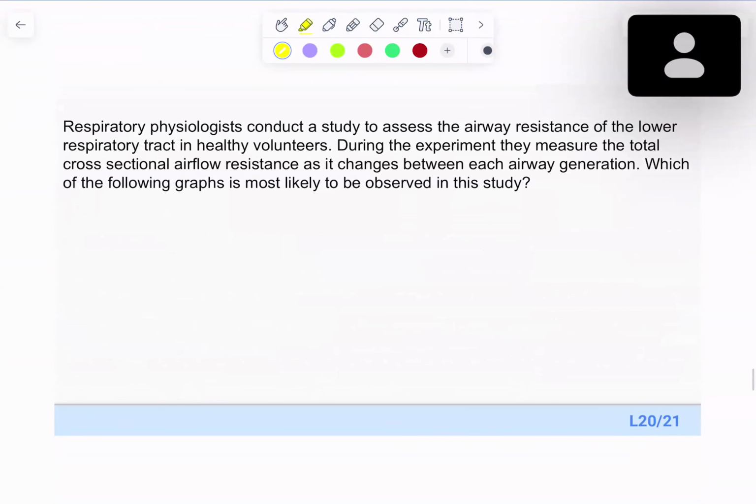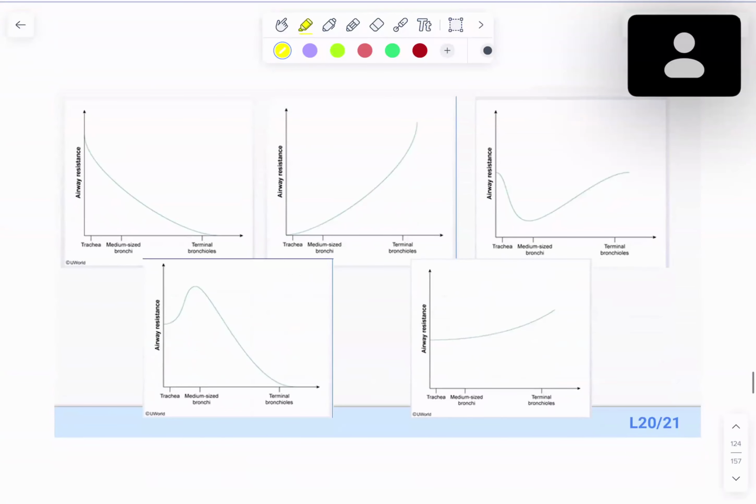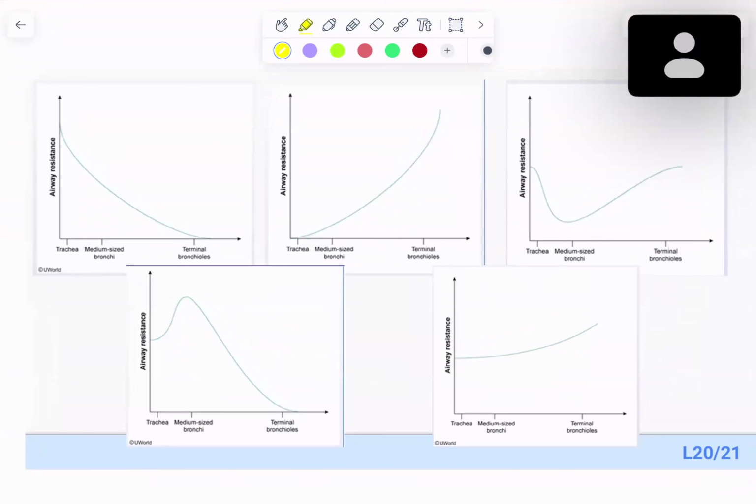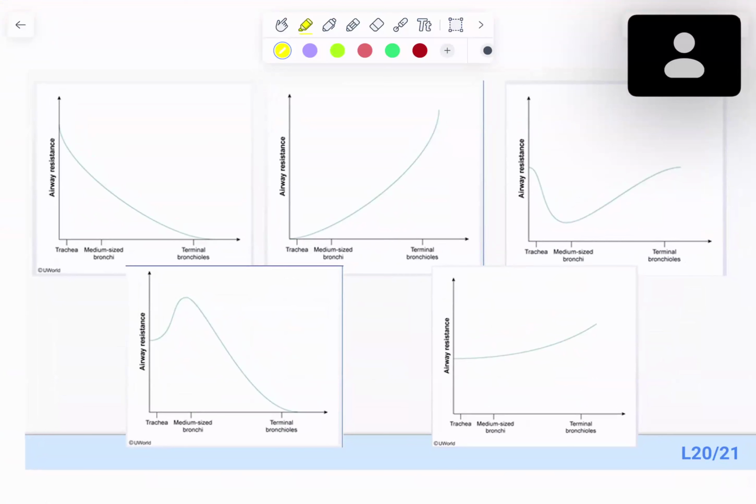Next question. Here, you have respiratory physiologists conducting a study to assess airway resistance of the lower respiratory tract in healthy individuals. During the experiment, they measured the total cross-sectional airflow resistance as it changes between each airway generation. Which of the following is most likely to be observed? So what is the normal airway resistance graph? Which of these is normal? Here you have airway resistance on the y-axis, and on the x-axis, you have the different generations of airways.